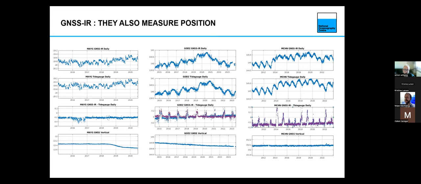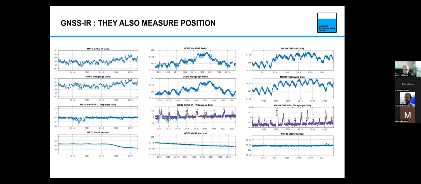In the middle, this is a site on the Great Lakes. Again, the daily GNSS on top, the tide gauge in the next one down, and the differences. The blue dot is the actual difference. You can see that the actual vertical shows that the site is subsiding over time. If we put that subsidence in, then we get a much flatter sea level difference, the purple plot in the middle there, which is what we would expect. So there's something different going on between the GNSS and the tide gauge.